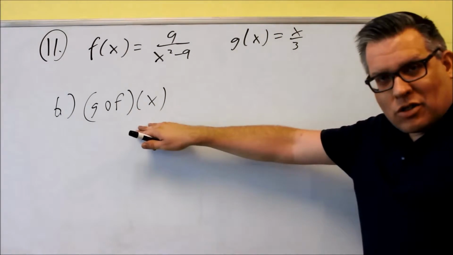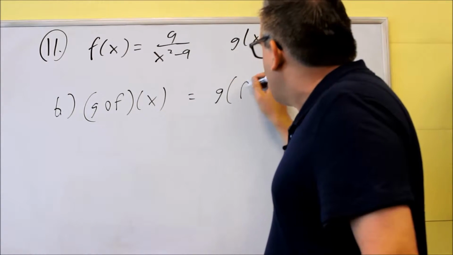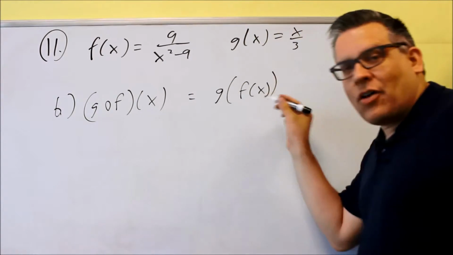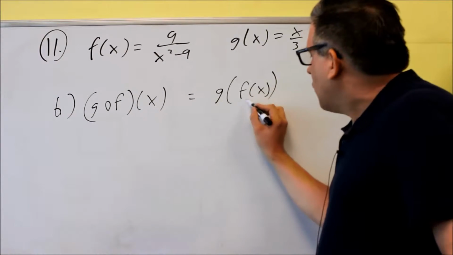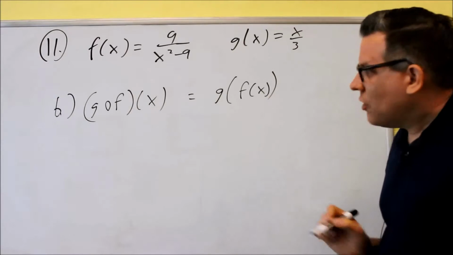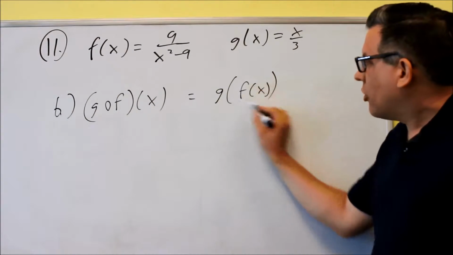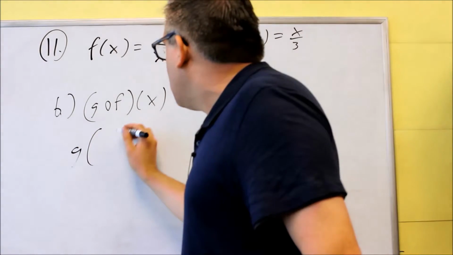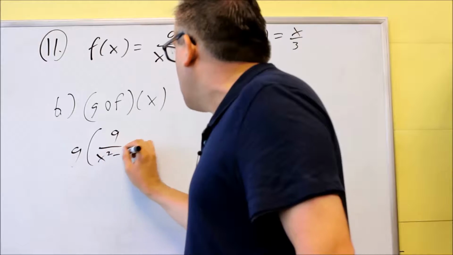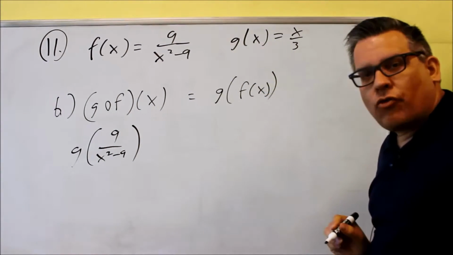Again, we're going to rewrite this by using the definition. The definition says that this is the same thing as putting the f into the g. Okay, so this second one here is going to go into the first one. We already have a formula for f of x, so I'm going to go ahead and put that in here instead of the f of x. So this I can write out as g of 9 over x squared minus 9. I took out the f of x, replaced it with the formula.